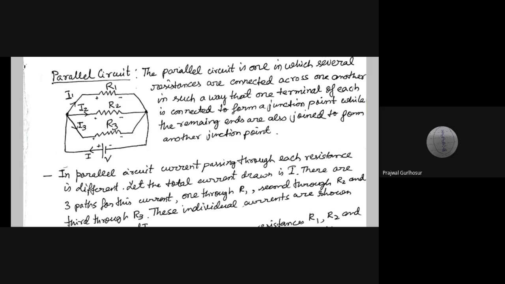Good. Fine. So we will just move to the same Ohm's law that we were comparing with. In a parallel circuit, if the current passing through each resistance is different, let the total current be I. And you can see there are three different paths for this current: one through R1, second one through R2, and third one through R3. Now these individual currents are shown as I1, I2, and I3.